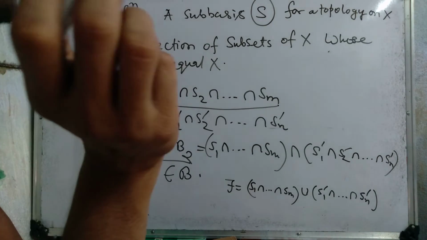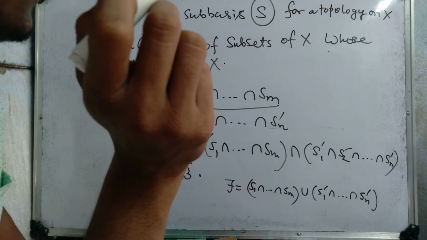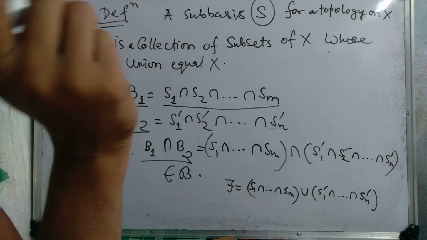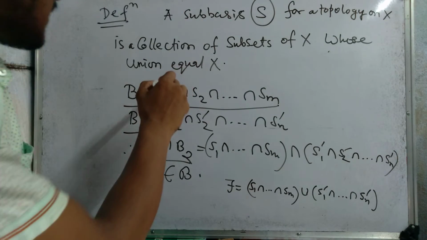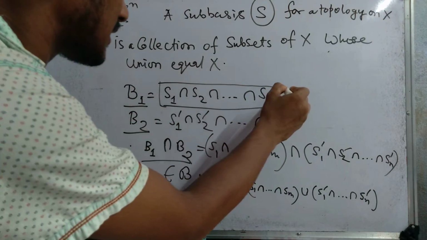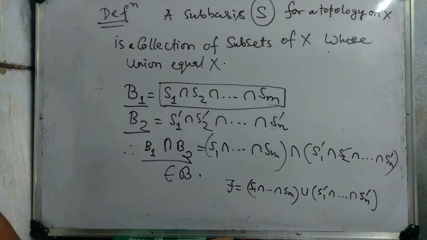A subbasis for a topology on X is a collection of subsets of X whose union equals X. That means a basis is represented by finite intersections of some subbasis elements.